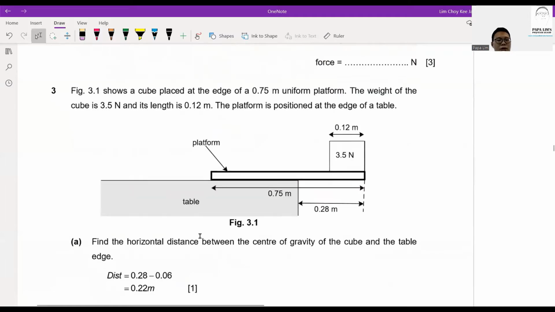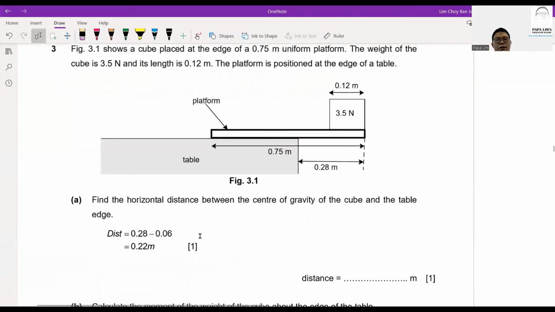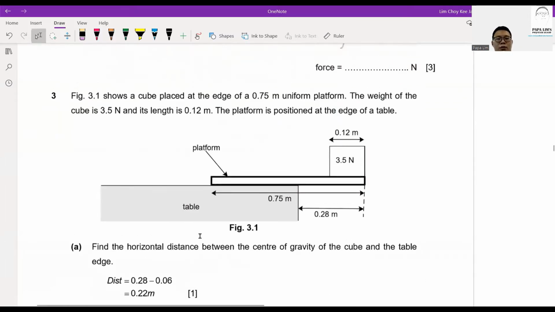Question three, I would say, is a tricky one. Okay, question 3, please take note. The question asks for the CG of the cube. CG of the cube means what? It means it's at the center of the cube. Because this cube is a uniform cube, it will be the center here.